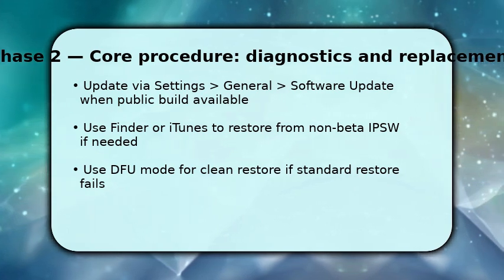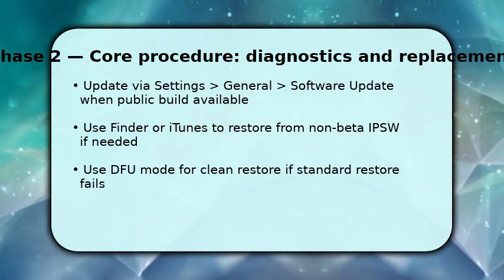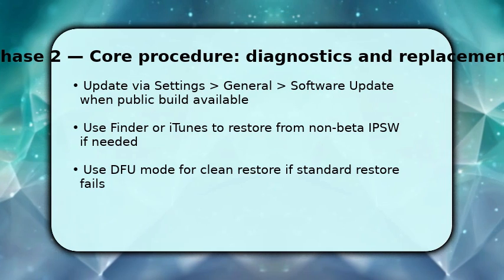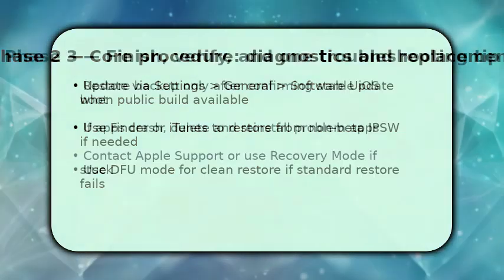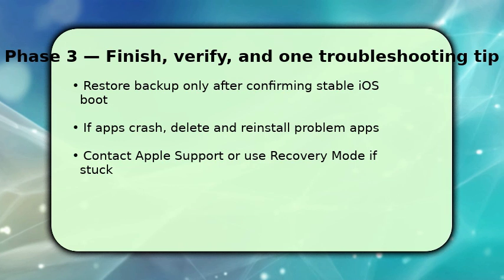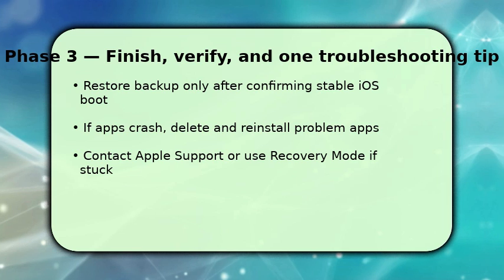If the standard restore won't work, prepare to enter DFU mode for a clean reinstall. This wipes and reinstalls system software to remove lingering beta components. After a successful restore or update, set up your device and only restore your backup once iOS boots and is stable. This avoids reintroducing beta settings.